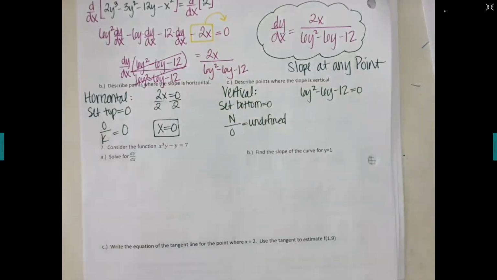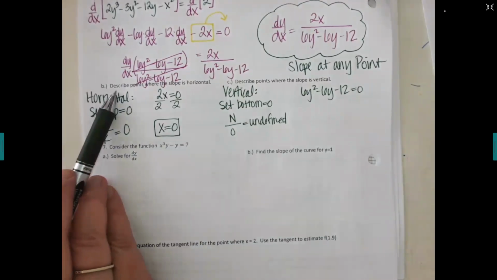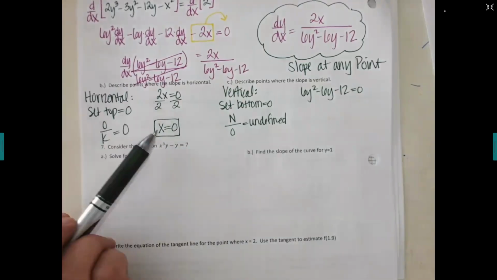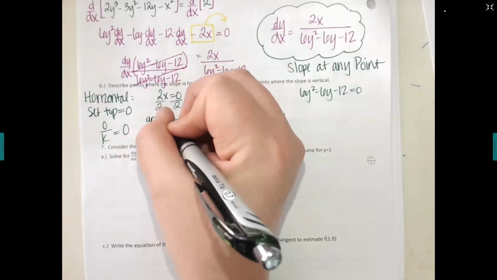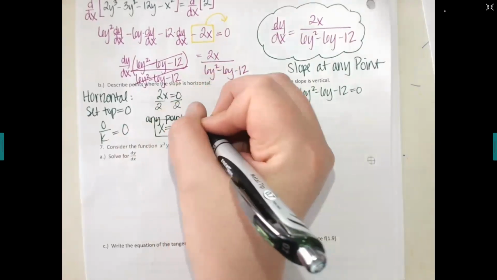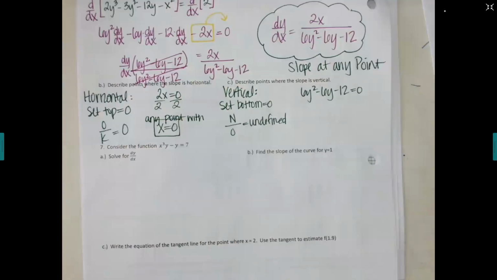Now, if your homework says to find the points, you need to give an X and a Y. If it says describe the points, this is good enough. You would say any point with X equal to 0. You're not actually having to find the Y's that go with it. You're just saying if the X is a 0, it's going to come out horizontal.